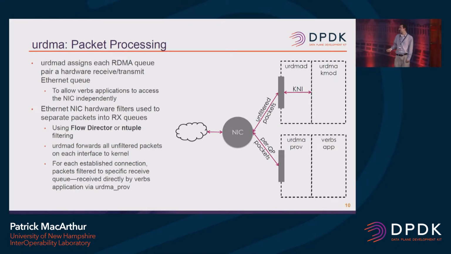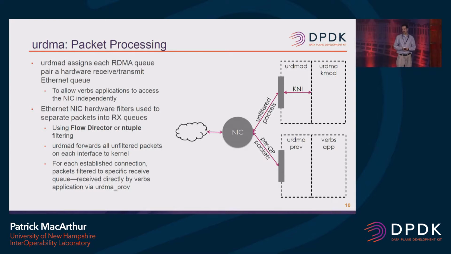So how the packet processing works. The master process assigns each RDMA queue pair a hardware receive and transmit Ethernet queue. And this allows verbs applications to access the NIC independently of each other, without the need for any other synchronization. And I use the Ethernet NIC hardware receive filters to separate the packets to the appropriate receive queues. Currently using the flow director and tuple filtering mechanisms.